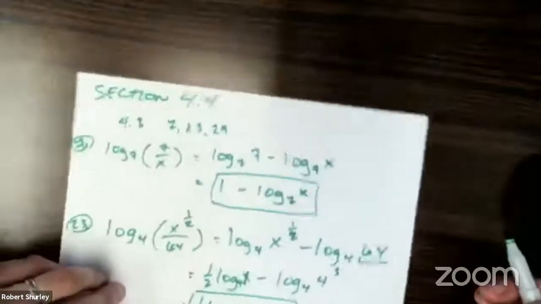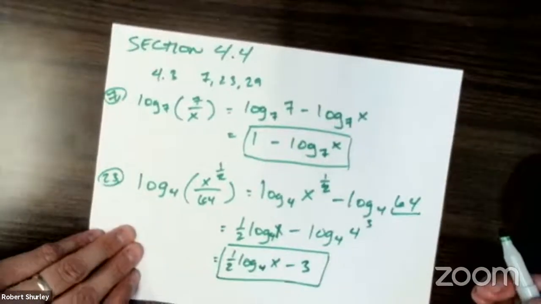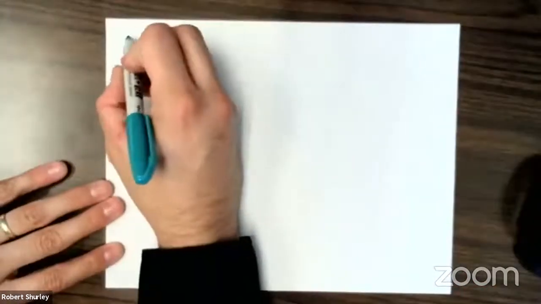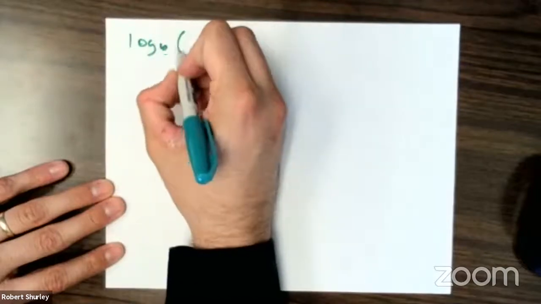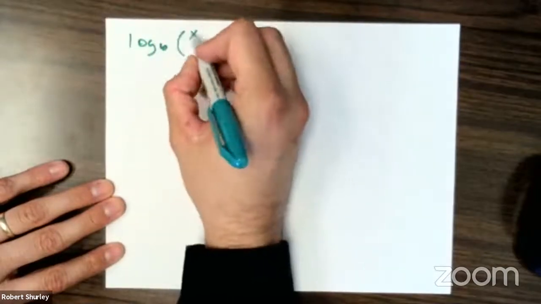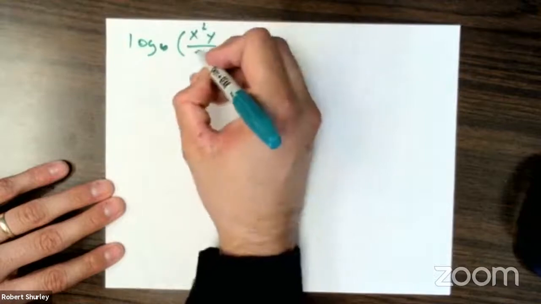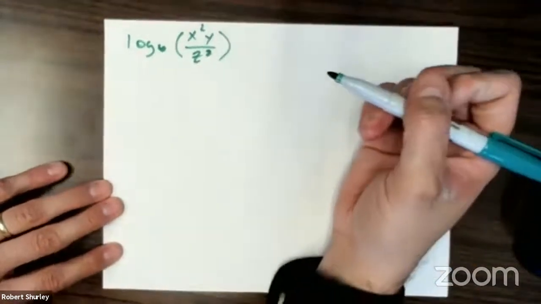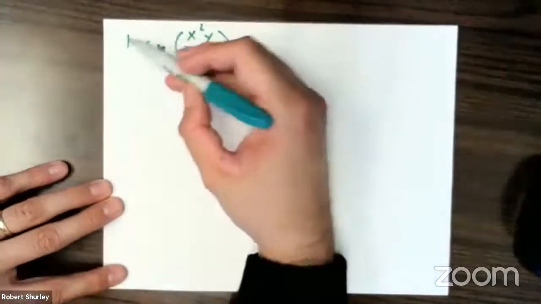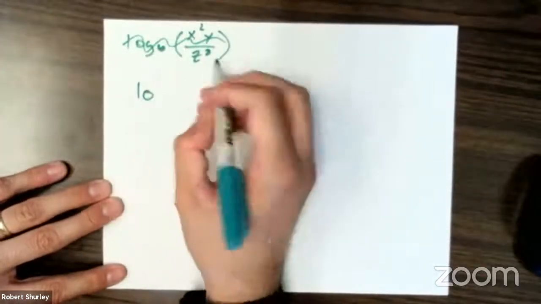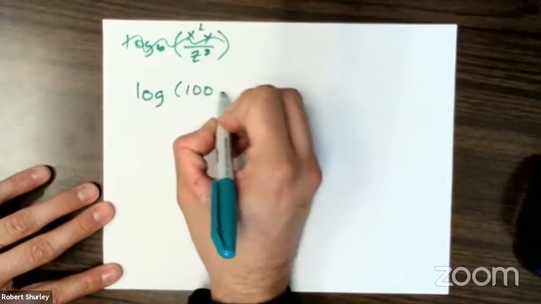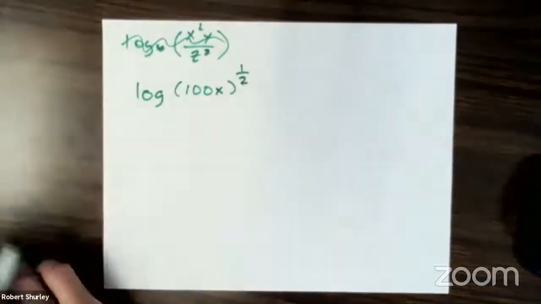Okay? And then 27. Okay, that's a good one. So let's do 27 now. 27 says log base b of x squared y over z squared. Now it's a base b. None of these are going to simplify with base b. 29. Okay, yeah. 29 says log of, now again, I'm going to write this as 100x to the 1/2.